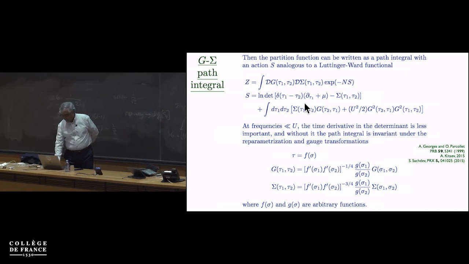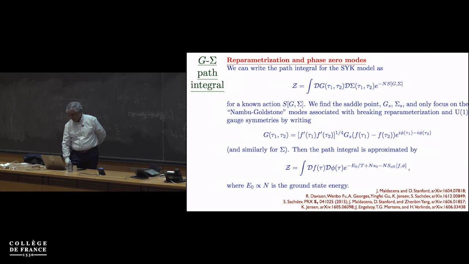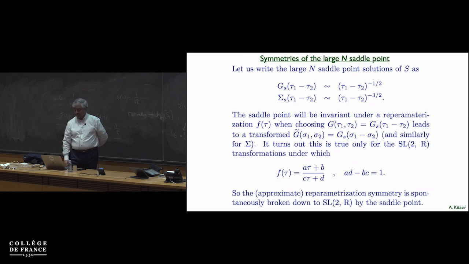Well, so you pick some f of tau. The question I want to ask is, given G is G sub S, for what f of tau does this give me back the same G? All right, well, the answer is right here. So G sub S, the saddle point value at long times, has this behavior, 1 over tau 1 minus tau 2.